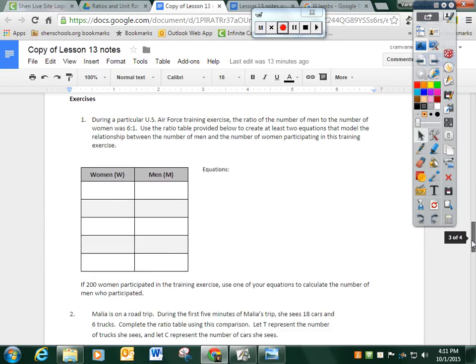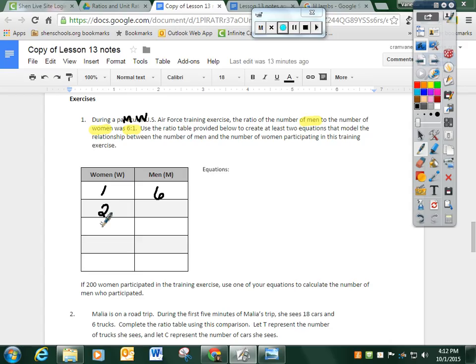Okay. During a particular U.S. Air Force training exercise, the ratio of the number of men first, to the number of women was 6 to 1. Okay? Use the ratio table provided below to create at least 2 equations that model the relationship between the number of men and the number of women participating in this training exercise. So, they did it again. They put men first here, women second, and then they switched it on the table. Oh, those sneaky test question writers, okay?